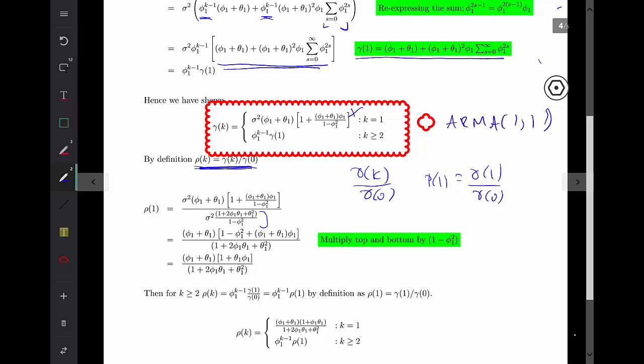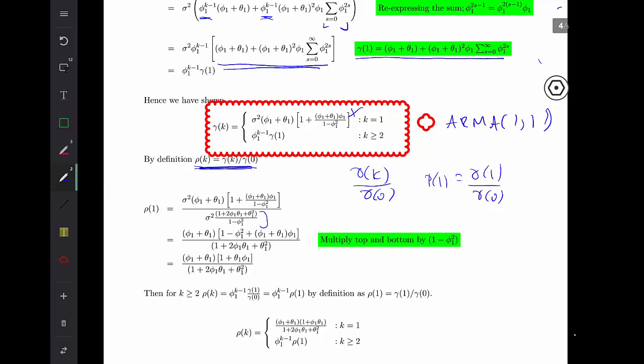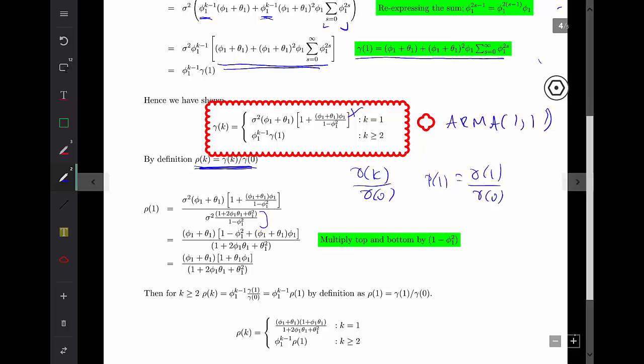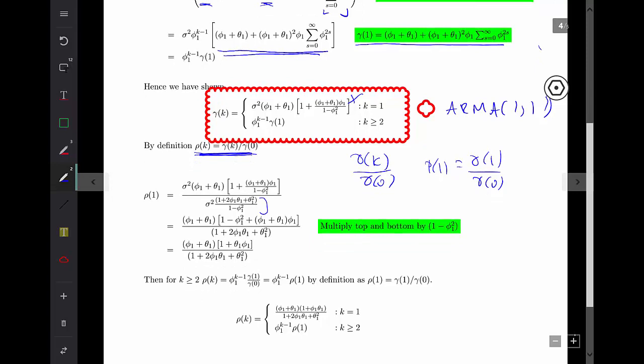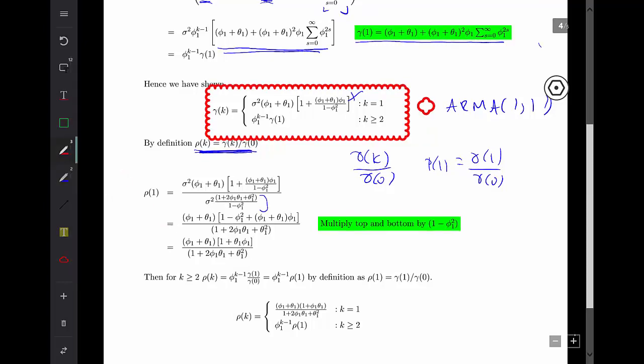So once we get to this part, it's relatively straightforward. We have the formula for gamma 1, we have the formula for gamma naught, we can then just divide one by the other. Okay? So we're just multiplying top and bottom by 1 minus phi 1 squared. Then going down, we can just simplify. We can see we're going to get phi 1 squared cancelling out, which is going to simplify down to here. So we've derived the first correlation just using simple algebra.